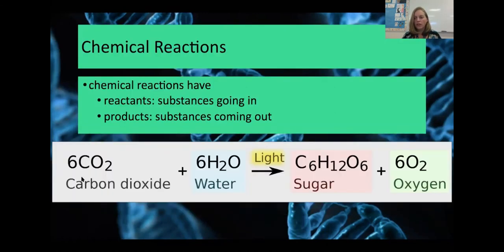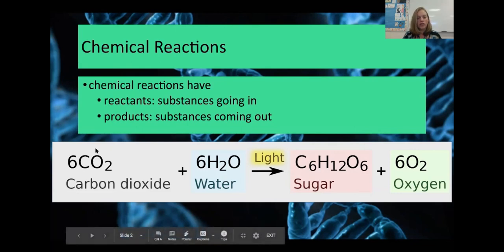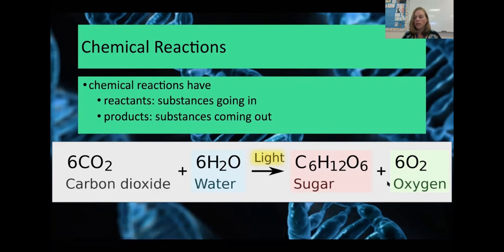Enzymes are heavily involved in chemical reactions, and chemical reactions have 2 parts. We have the reactants, which are the substances that go into a reaction, and we have the products, which are substances that come out of a reaction. We're going to talk about a special term used for the reactants of an enzyme, and those are called substrates. Here I have the equation for photosynthesis, and it is balanced for you. I want you to see if you can pick out the reactants and the products in this reaction.